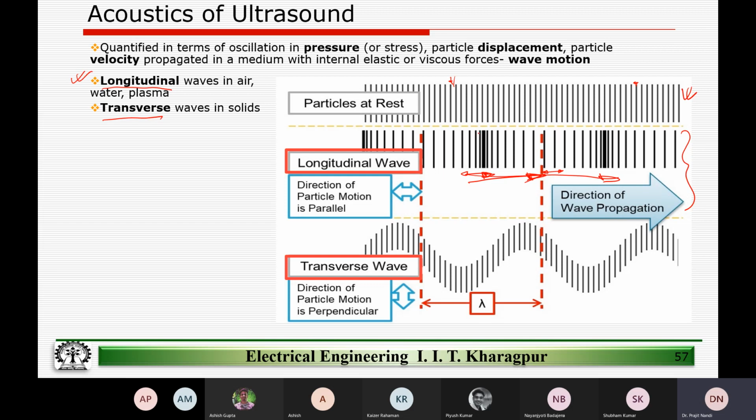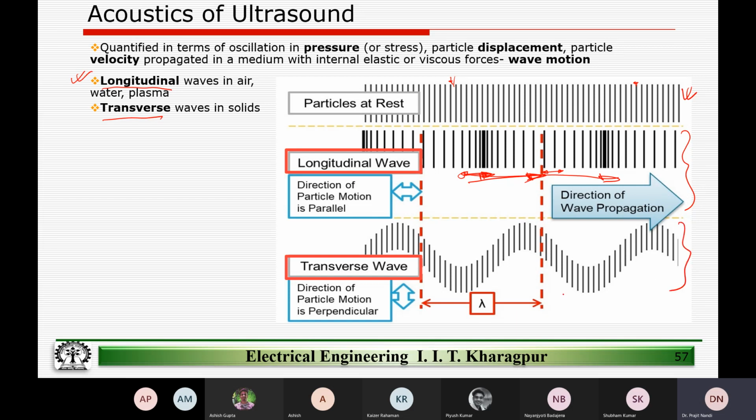So the mean position of the particle remains the same, but the particle will vibrate in the x direction around the mean position, right? So this is how we define a longitudinal wave. And then there are transverse waves, which, if we understand longitudinal, can also be understood.